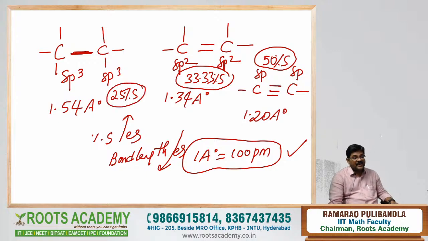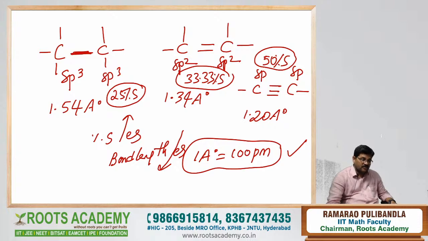In sp hybridization, the percentage of s character is more, therefore the bond length is less. As the percentage of s character is more, the bond length is less. In sp3, the percentage of s character is less, so the bond length value is more. Therefore, as the percentage of s character increases, bond length decreases.